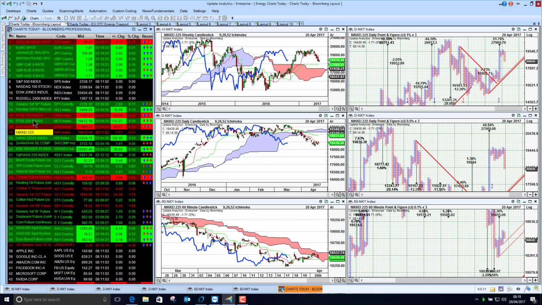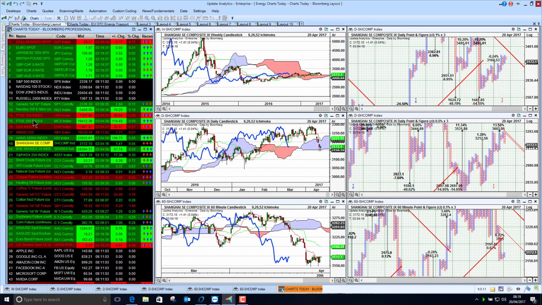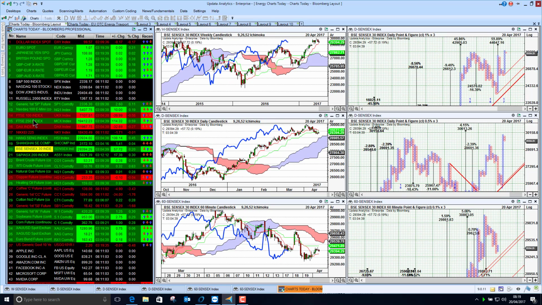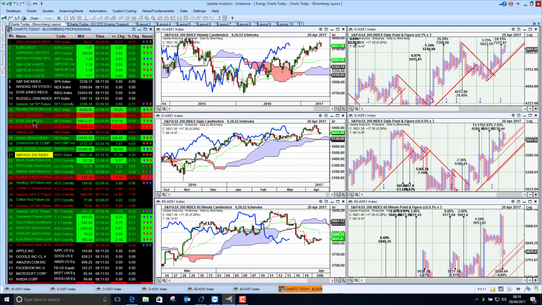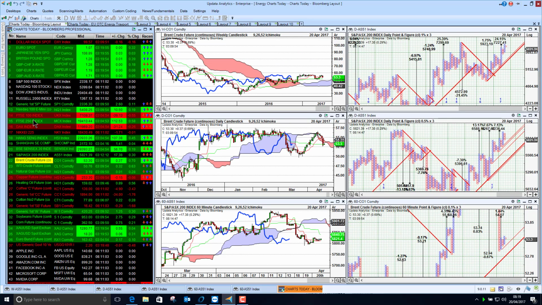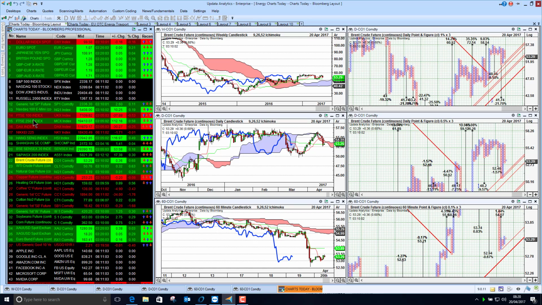Nikkei just slightly lower. Hang Seng, slight recovery, but bearish below the cloud. Much the same for Shanghai. And the Sensex again, just bearish in the short term. So most stock markets showing bearish trends at the moment. S&P 500, the Australian S&P 200, the ASX, also just below the cloud. Brent crude trying to recover off the $53 level at the moment, but at the moment we are still bearish, so that's quite key as well.